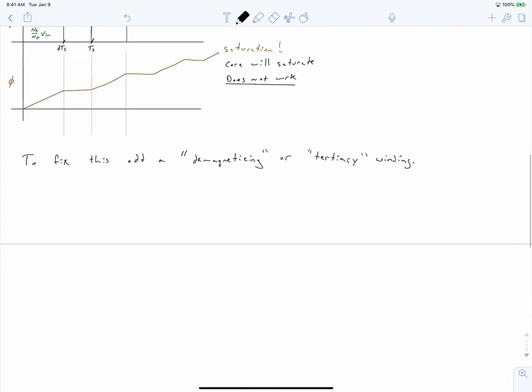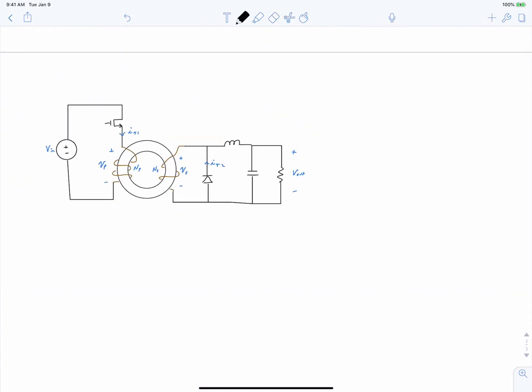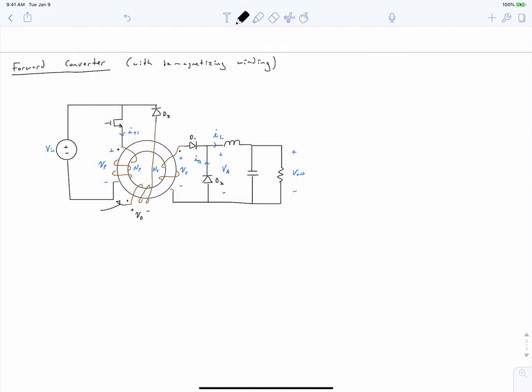So we'll now sketch the circuit with the demagnetizing winding. I've made a few modifications to the circuit. First, I've added this third winding, this tertiary winding or demagnetizing winding, on the core. I've placed a diode in series with it, and this diode is labeled as D3. Second, I've added a diode in series with the secondary of the transformer, labeled as D1. And you'll see why this D1 diode is now necessary.